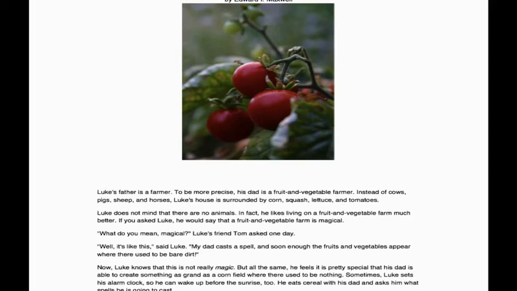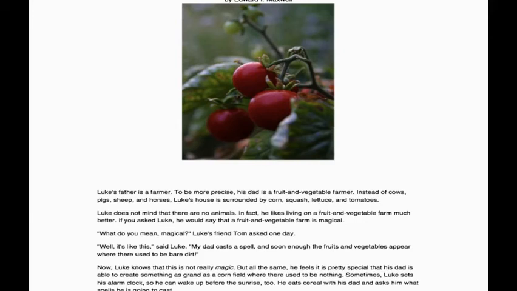Luke does not mind that there are no animals. In fact, he likes living on a fruit and vegetable farm much better. If you asked Luke, he would say that a fruit and vegetable farm is magical. "What do you mean, magical?" Luke's friend Tom asked one day. "Well, it's like this," said Luke.